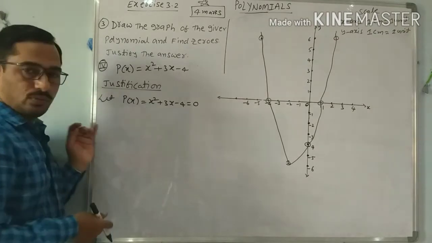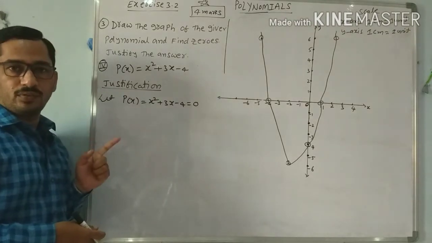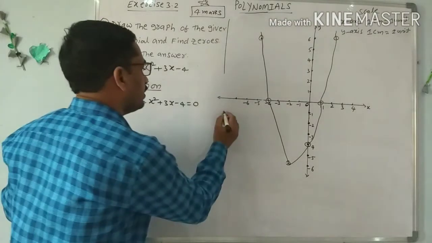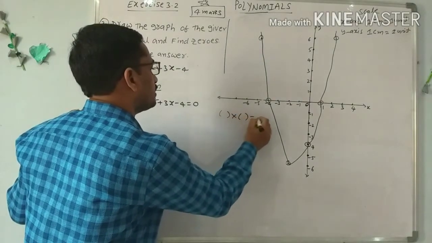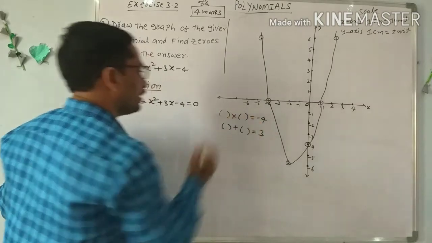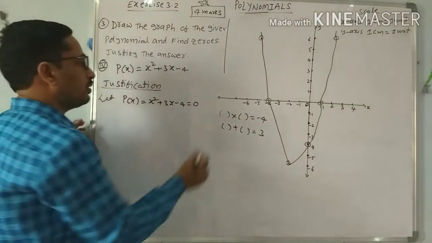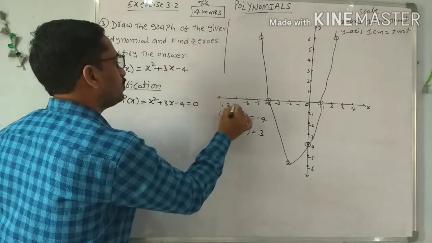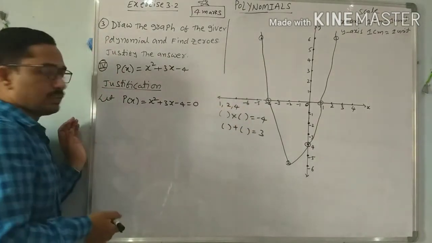The x coefficient is 3. So we have to find out the two numbers. The product is minus 4 and the sum is plus 3. Means the product of the two numbers is minus 4 and the sum of the same numbers is equal to 3. So find the factors of 4. The factors of 4 are 1, 2, 4.